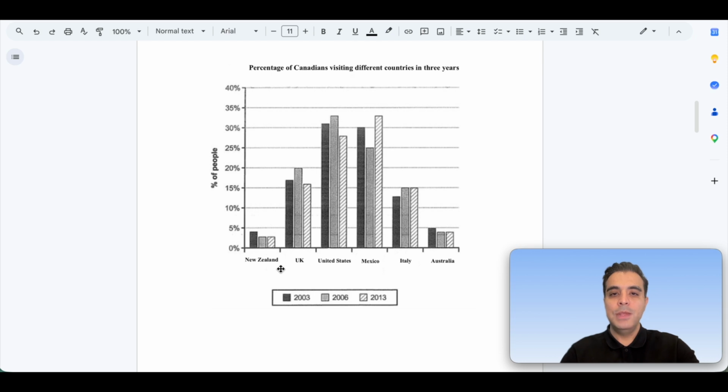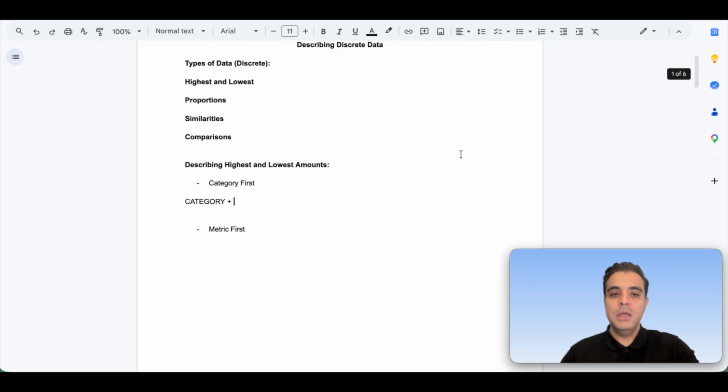We begin this structure with the category, and by category I mean which of these elements are we describing. For example, in this bar chart, New Zealand is a category, UK is a category, the United States is a category, or sometimes the other element that is breaking down the data can be regarded as a category. The years 2003, 2006, and 2013 can also be regarded as categories, depending on what aspect of the data we are focusing on. So we begin with the category, and we follow it up with a verb phrase.